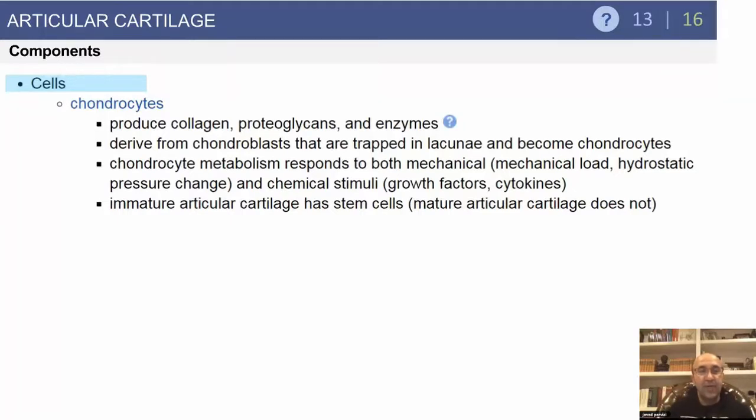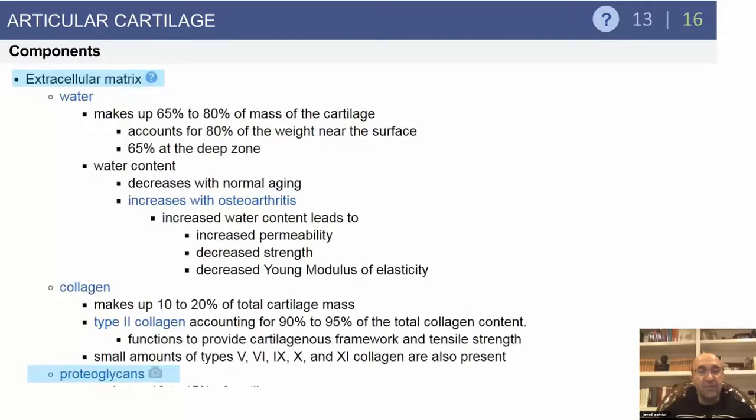Chondrocytes produce collagen, proteoglycan, and enzymes. They are derived from chondroblasts that are basically trapped in the lacunae, and they, as you know, don't have much metabolic activity, but they are active inside the lacunae. Chondroblasts result in formation of immature articular cartilage derived from stem cells. It's been asked in the past which growth factor drives the cells towards chondrocytes or chondroblasts, and the answer is TGF-beta 1.